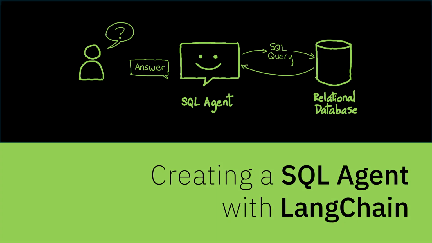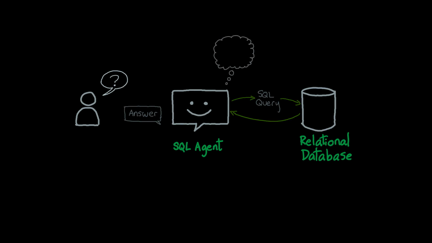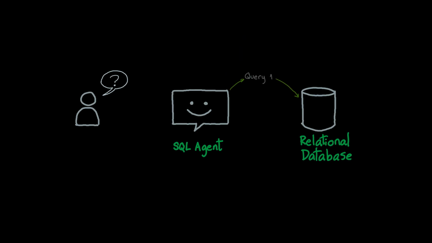Hello, in this video I'm going to show you how to build a SQL agent using LangChain. SQL agents are able to answer questions based on information stored in a database. SQL agents have the ability to make a plan before they answer the question, so they are using the reasoning abilities of LLMs to come up with the best way to answer the question. Also, they are able to submit multiple queries to answer the questions. They are not limited to a single query.